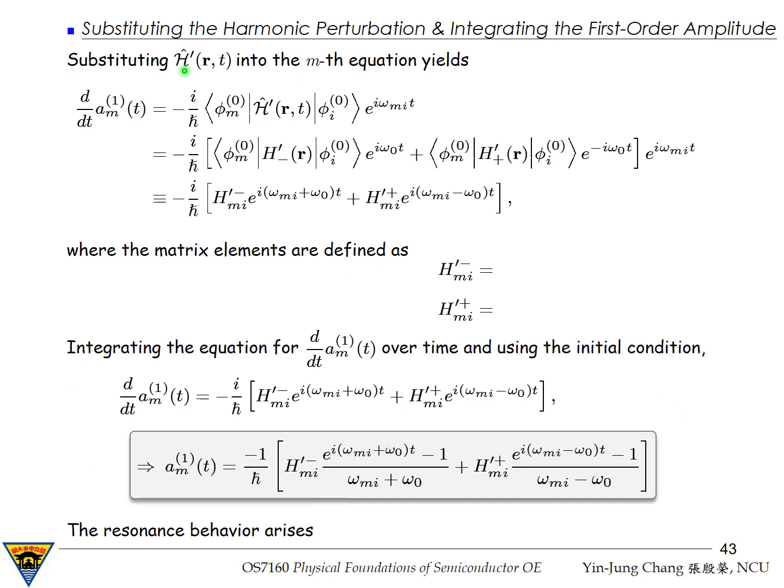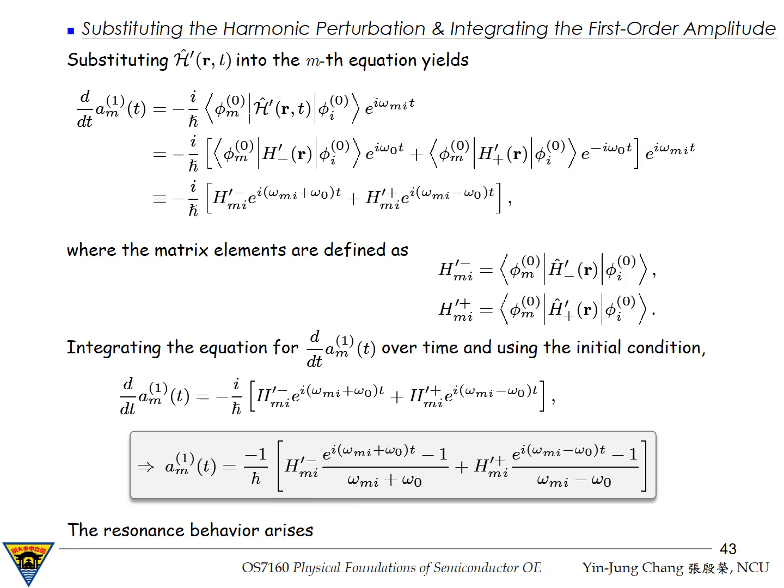Now we substitute the harmonic perturbation into the first order amplitude equation. We obtain this expression, where the matrix elements are given by these two equations. They couple unperturbed state i to state m through the two spatial parts of a harmonic perturbation that form a Hermitian conjugate pair. As we will see later, the minus sign corresponds to the downward transition, whereas the plus sign corresponds to the upward transition.